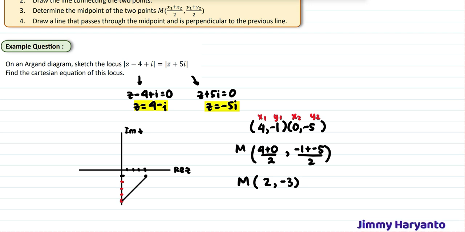Okay, let's plot the midpoint. (2, -3) is right here, and then the next thing you have to do is draw a line that is perpendicular to the first line and passes through the midpoint like this. So this is the locus.